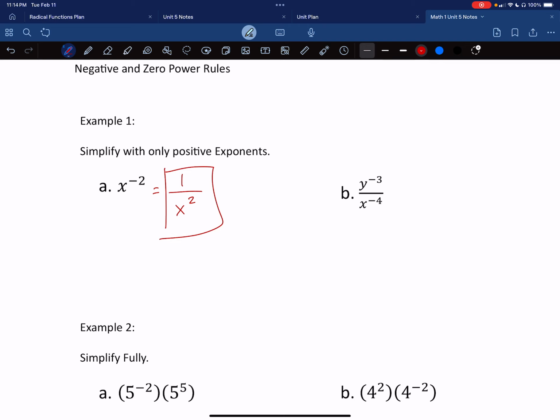Eliminate your negative powers. So over here now, we have y to the negative 3rd and x to the negative 4th. Again, we have a negative power on bottom, we have a negative power on top. We're just going to move them. So this y to the negative 3 is just going to go down. We're going to end up with y to the positive 3, and x to the negative 4 is just going to move up and become positive. And we can't simplify anymore.